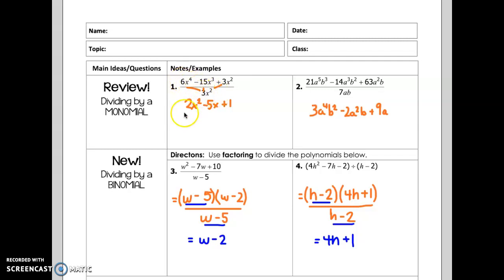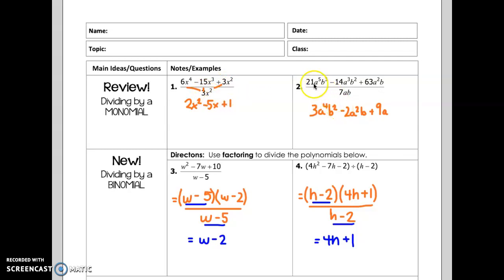So I'm taking 6x to the fourth divided by 3x squared. 6 divided by 3 is 2. x to the fourth divided by x squared is x squared because we subtract exponents. Same thing for the next one: negative 15x cubed divided by 3x squared. Negative 15 divided by 3 is negative 5, and x cubed divided by x squared is x. And then finally, 3x squared divided by 3x squared is 1.